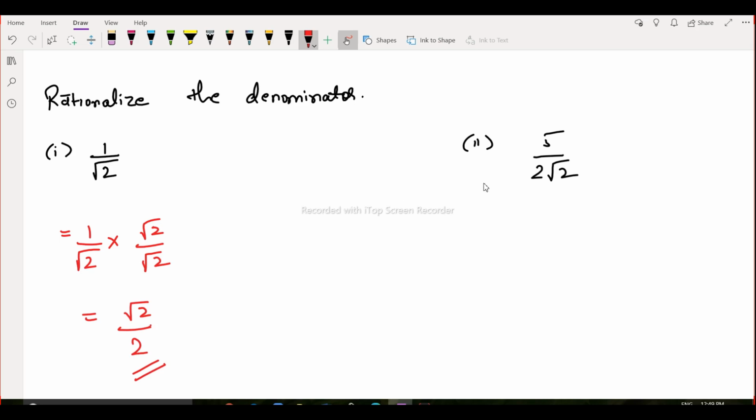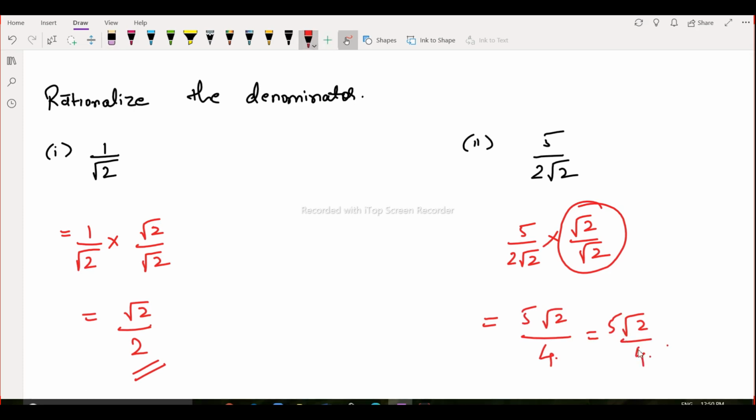Correct. Now in the second question, I have 5 upon 2 root 2. Again, the only thing which is important here is root 2. So I'll just multiply and divide by root 2. What I'm doing is actually multiplying and dividing by the same number, so I'm not changing the question.